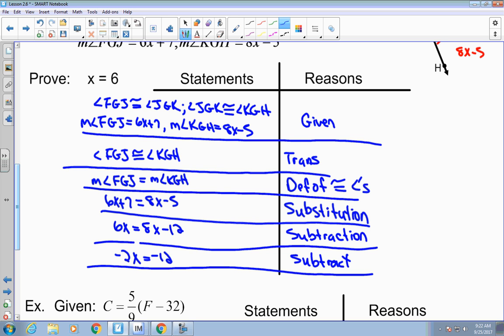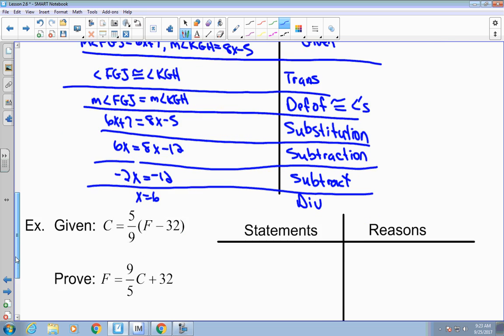Okay, and so then what's the last thing I'm going to do here? 2 or negative 2? Divide by negative 2. And that gives me x equals 6, which is what I was trying to prove. Any questions on what I did there? Okay, we got one more.